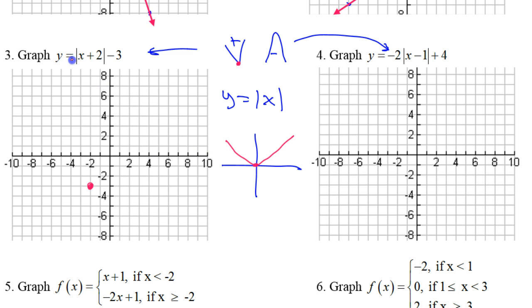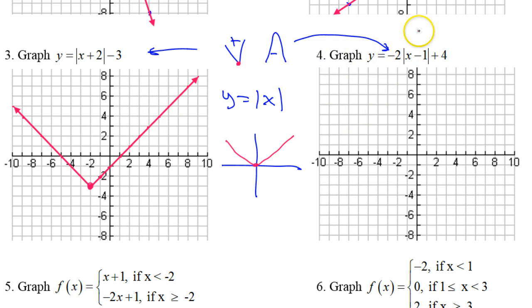Now, since there is no number in front to change the slope, it will just go up 1 and right 1 from here, like this. I'm just going up 1, right 1. And because I know it's absolute value and it's going to form this V, I'm just going to do the mirror image by going up 1, left 1. All right, so there you go. So this is what the graph should look like for number 3.